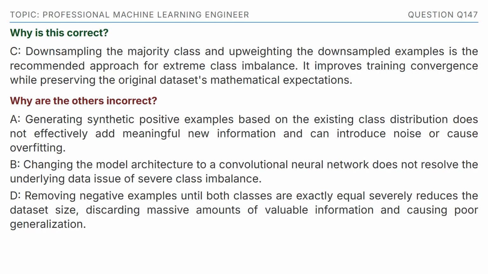Why are the others incorrect? A. Generating synthetic positive examples based on the existing class distribution does not effectively add meaningful new information and can introduce noise or cause overfitting. B. Changing the model architecture to a convolutional neural network does not resolve the underlying data issue of severe class imbalance. D. Removing negative examples until both classes are exactly equal severely reduces the dataset size, discarding massive amounts of valuable information and causing poor generalization.